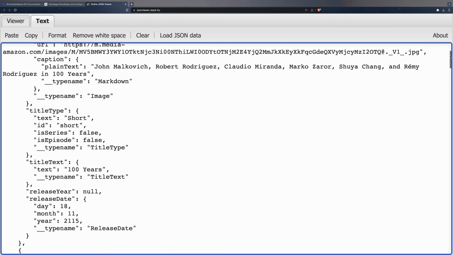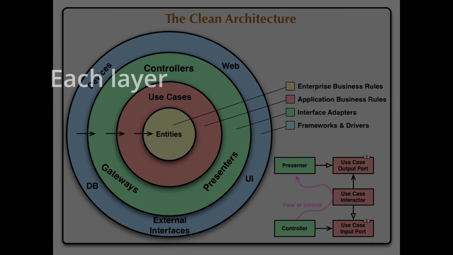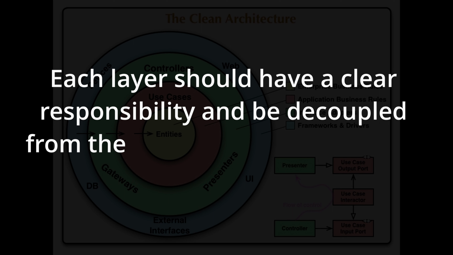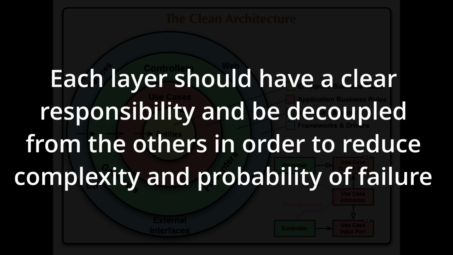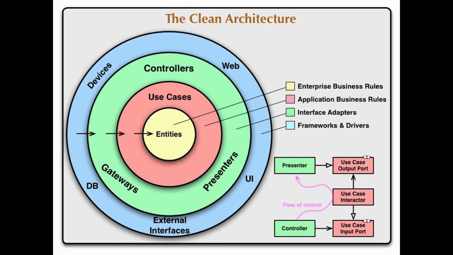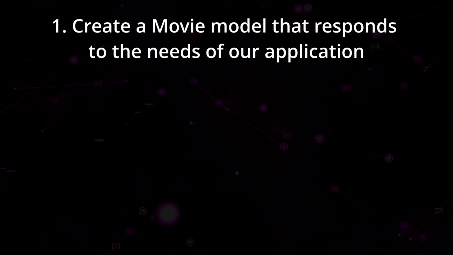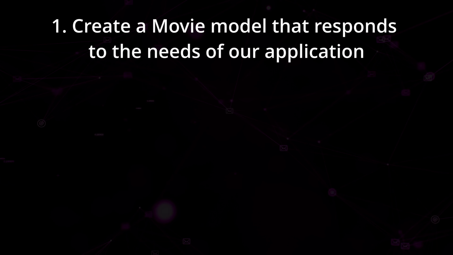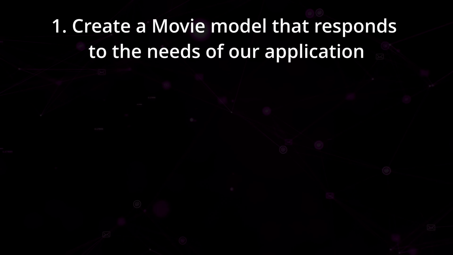One of the fundamental principles of a solid architecture is that each layer should have a distinct responsibility and should be decoupled from the others. This means that any change made to one layer should not affect the rest of the layers, reducing the potential for failure and improving maintainability. To achieve this, we will create a movie model that meets the requirements of our application and aligns with the business rules that govern it. This should be done independently of the API response.